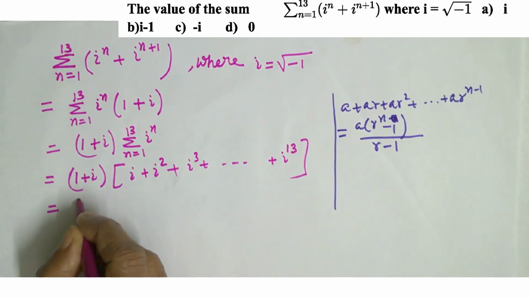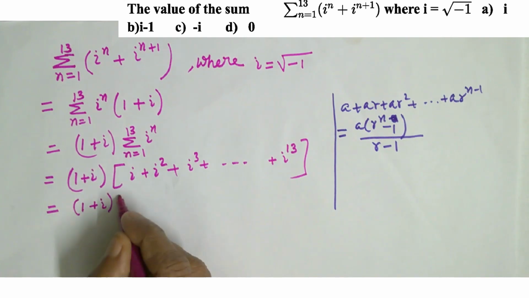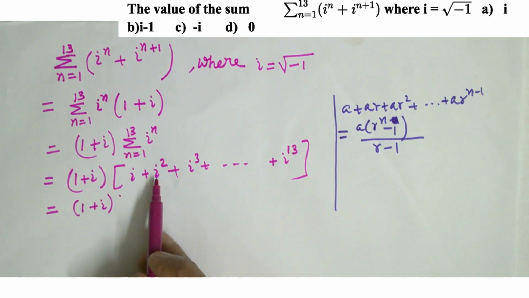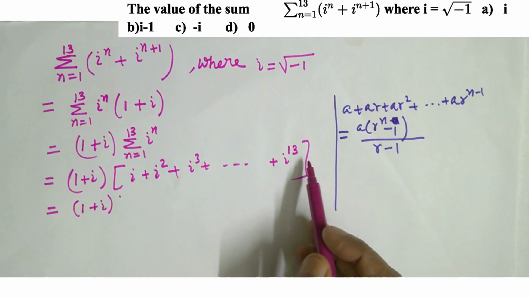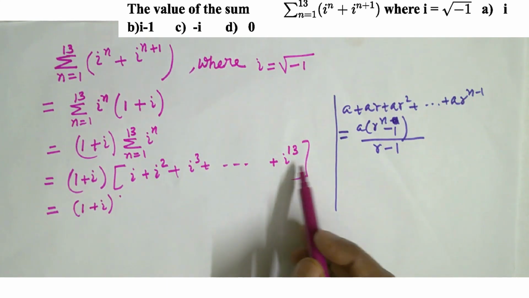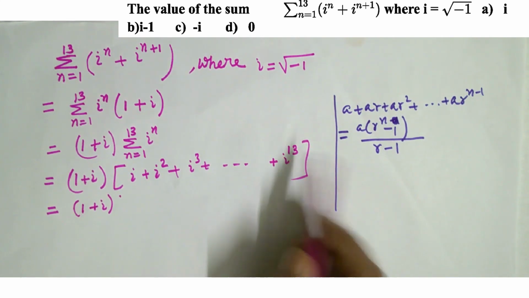Next, 1 plus i. See, first term i, i square means i into i, that means common ratio i, then i square into i cube, and so on. This is the last term. The last term can be written as i into r to the power 13 minus 1. Here n is equal to 13.